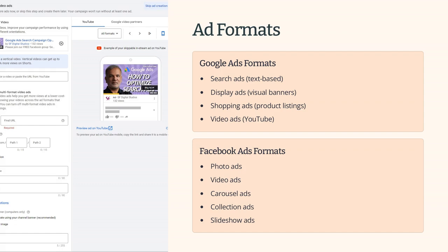The cost of Google Ads and Facebook Ads can vary greatly depending on your industry and competition. Generally, the average cost per click, CPC, on Google Ads is higher than on Facebook. However, the cost per thousand impressions, CPM, on Facebook is usually higher than Google. Both platforms operate on a bidding system, so costs can fluctuate based on demand.